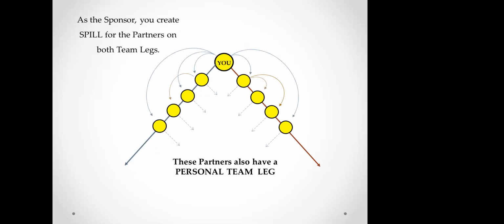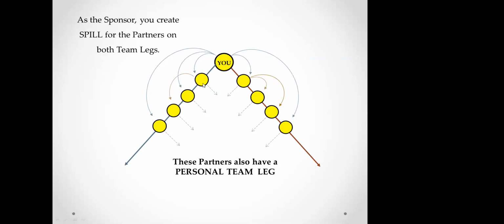So all of you should be laughing about right now, because here we are with, this is your original team leg in this particular illustration. This is your team leg. This is your personal team leg. For these people, this is their team leg, and these dotted lines are their personal team leg.